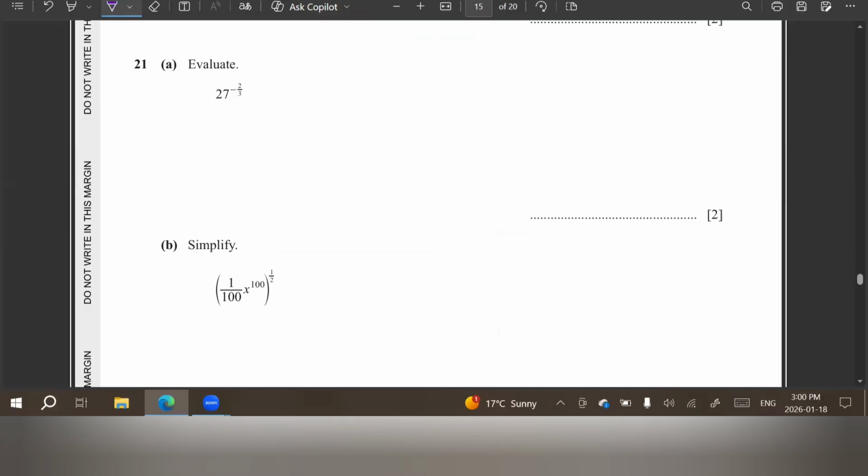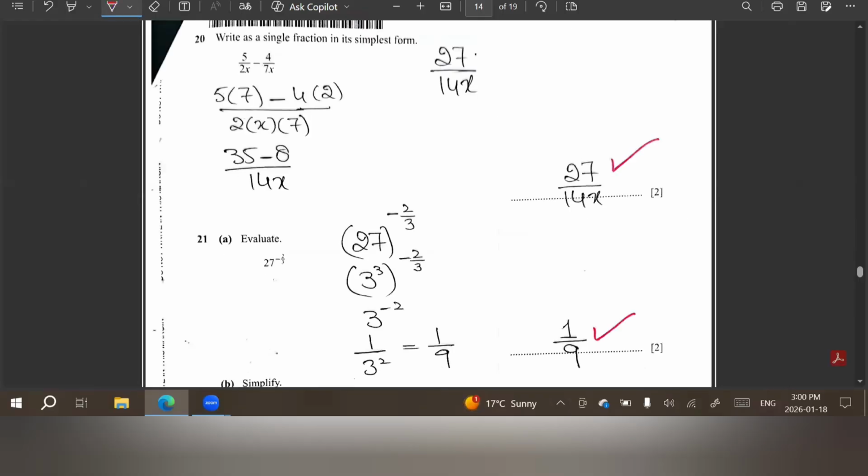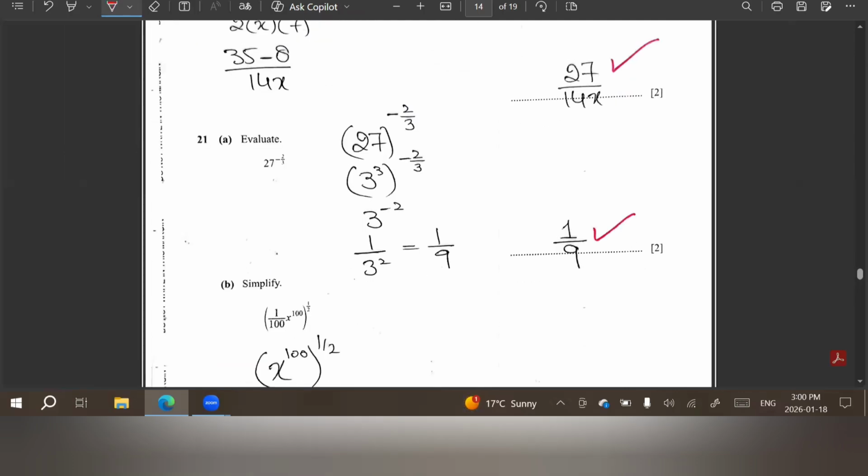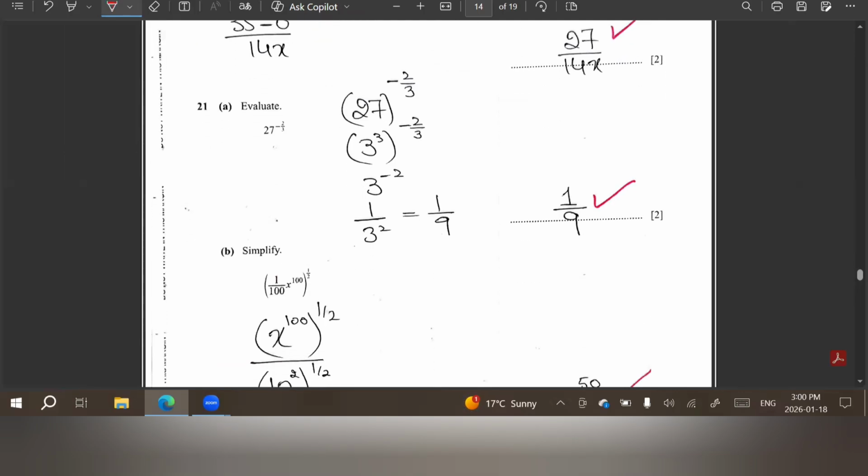So 27 can be written as 3 cube. So what will happen? This 3 and this 3 will be cancelled. So you're left with 3 raised to power minus 2, and you can bring it downstairs, so this power will become positive. So you will have 1 divided by 3 square, which will become 1 by 9. So 1 by 9 is my answer. This is how you will do question number 21. I hope you understand this.